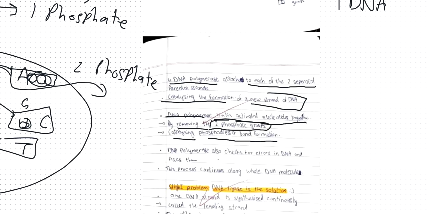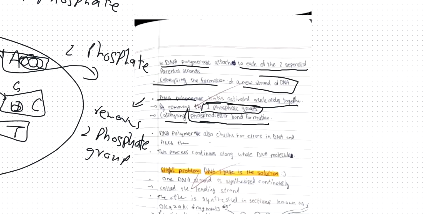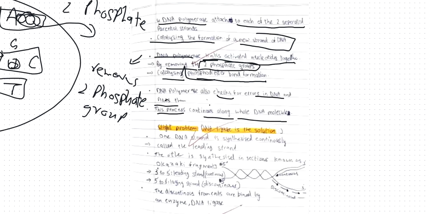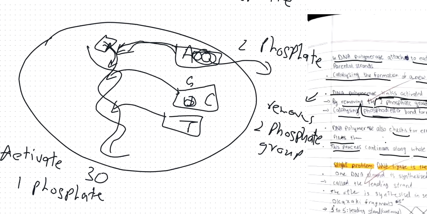So what is the job of DNA polymerase? It catalyzes the formation of phosphodiester bonds, and it also removes the two phosphate groups. So yeah. And DNA polymerase, again, also checks for any errors in the DNA and fixes them. And the process continues along the whole DNA molecule until the DNA polymerase reaches the end and you'll have hydrogen bonds.